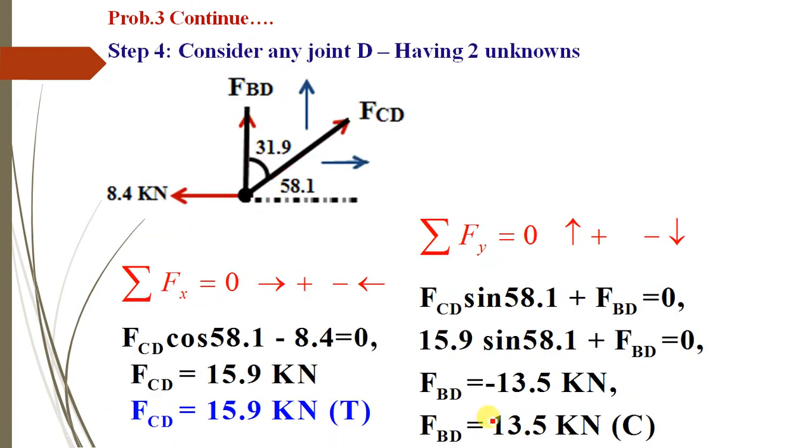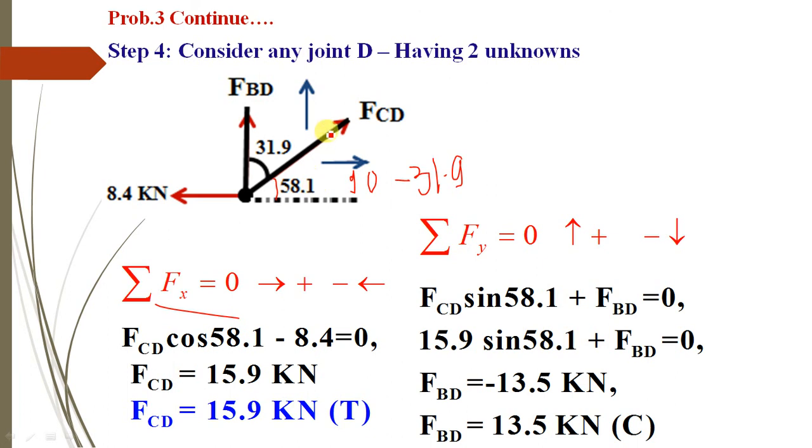Now come towards the next joint. Joint D, having the two unknowns. Again same, this angle is known to us with respect to vertical. Find out this angle, 90 minus 31.9. So you will get the 58.1. Again apply the condition of equilibrium. Summation of F of x is equal to 0. Towards right positive, towards left negative.